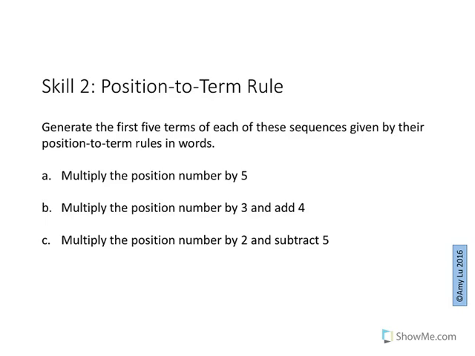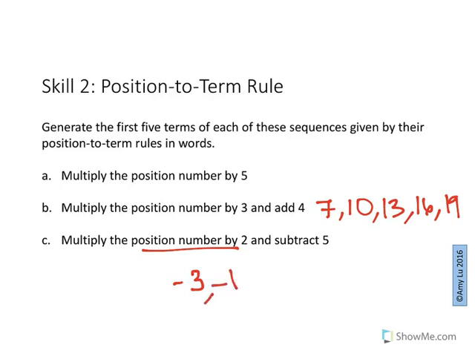So in B, 1 times 3 plus 4 is 7. 2 times 3 plus 4 is going to be 10. And then it will continue in this pattern. In C, multiply the position by 2 and subtract 5. So 1 times 2 is 2, subtract 5 is -3. 2 times 2 is 4, subtract 5 is -1. And it will continue in this pattern. And that's your sequence using the position to term rule.